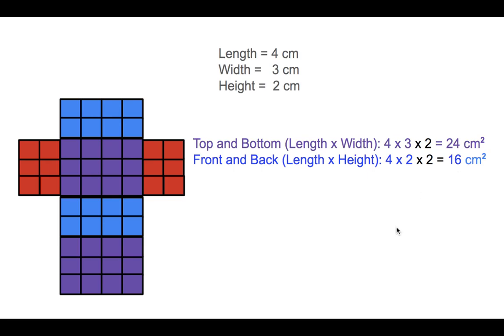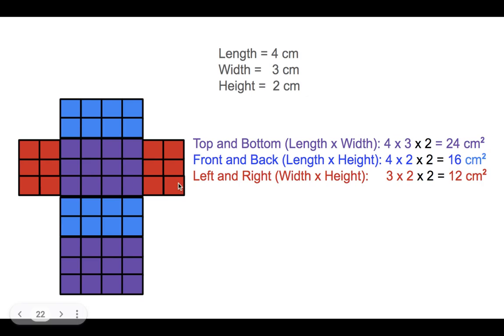So 16 squared centimeters. And lastly, the sides. We have the left and the right sides, which is the width multiplied by the height. So the width is 3 and the height is 2. So 3 multiplied by 2 is 6, and 6 multiplied by 2 is 12.